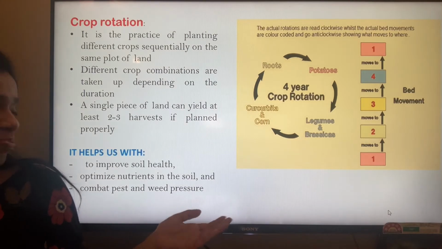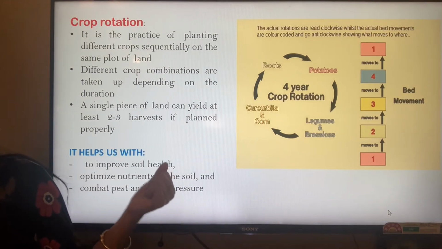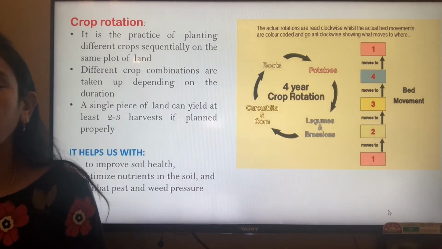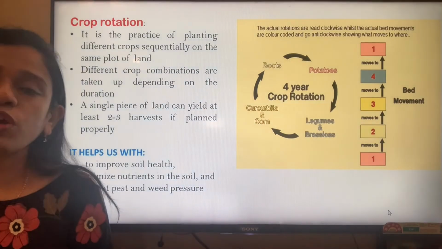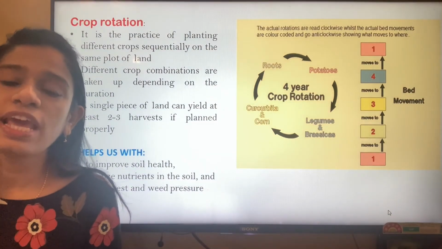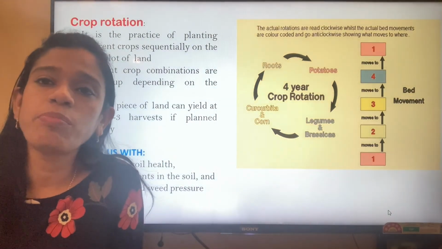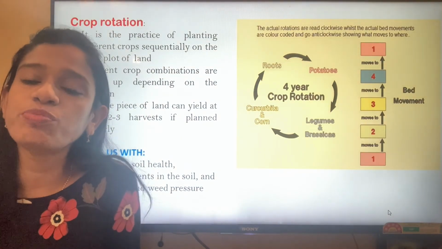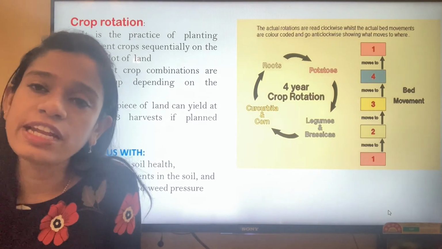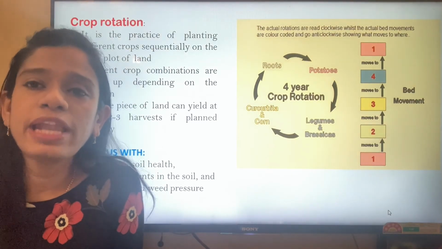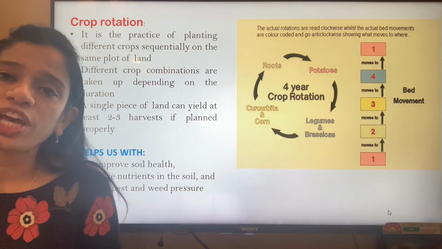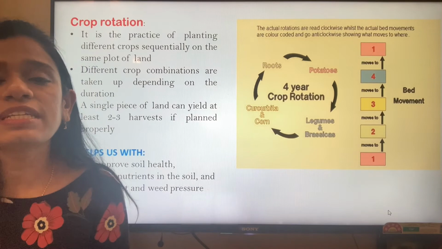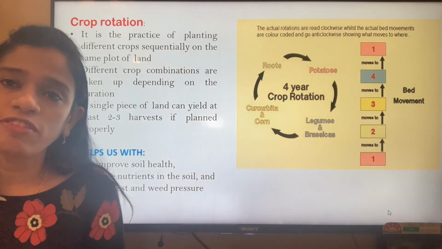And how does it help us? It helps us to improve the soil health. It optimizes the nutrition of the soil and it also helps in combating the pest and weed pressure. To improve the soil health means, supposedly, the first time we have taken up rice in a particular field. After it is harvested, we can immediately put some leguminous crop, the legumes which help to fix the atmospheric nitrogen into the soil nitrogen. So it again regains the soil fertility.